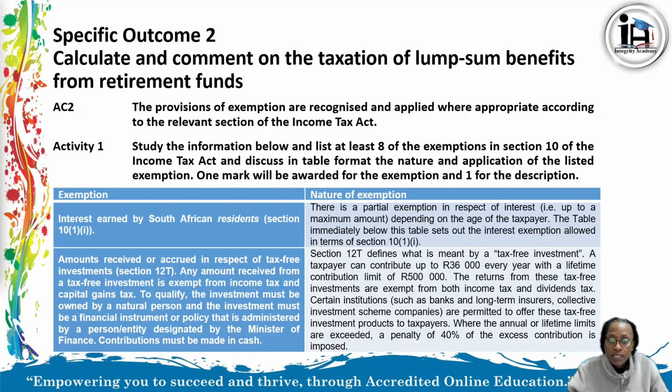Section 12T defines what is meant by a tax-free investment. A taxpayer can contribute up to R36,000 every year with a lifetime contribution limit of R500,000. The returns from this tax-free investment are exempt from both income tax and dividends tax. Certain institutions such as banks and long-term insurers and collective investment scheme companies are permitted to offer this tax-free investment product to taxpayers. Where the annual or lifetime limits are exceeded, a penalty of 40% of the excess contribution is imposed.